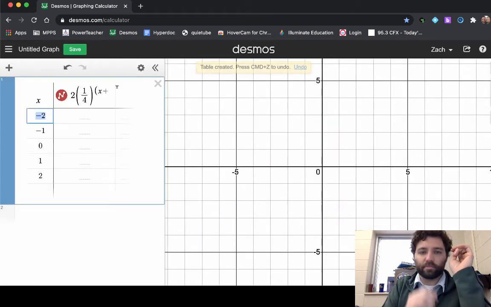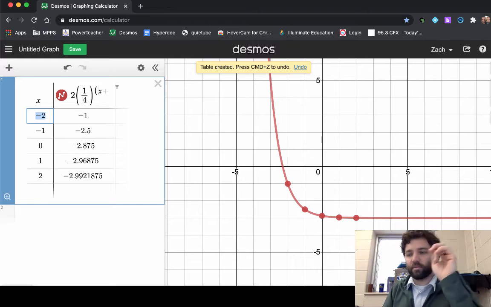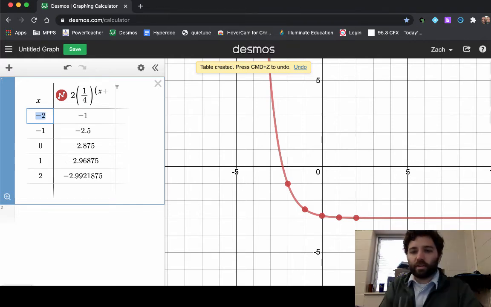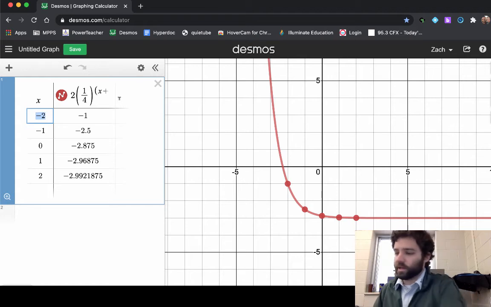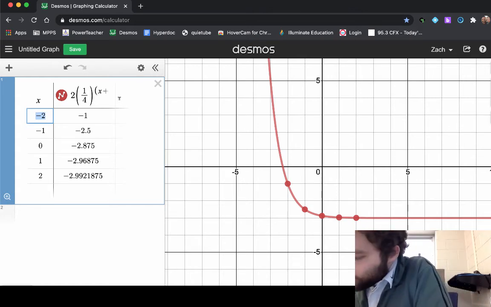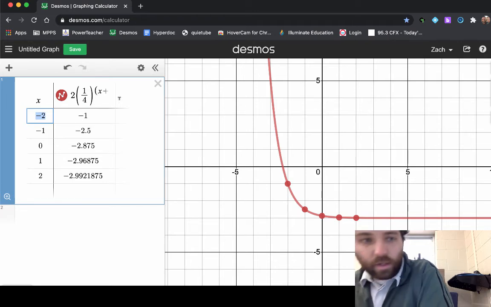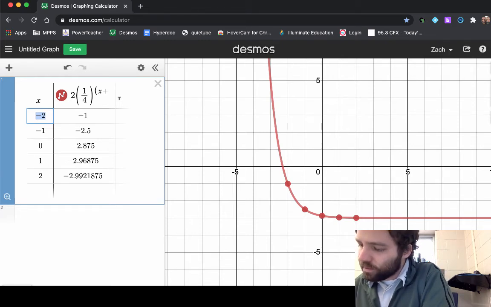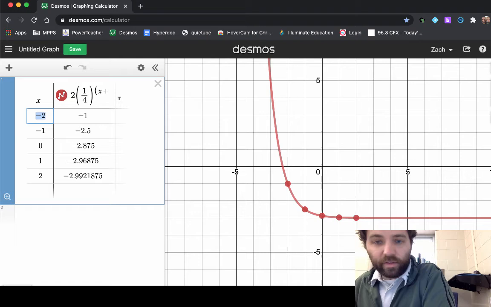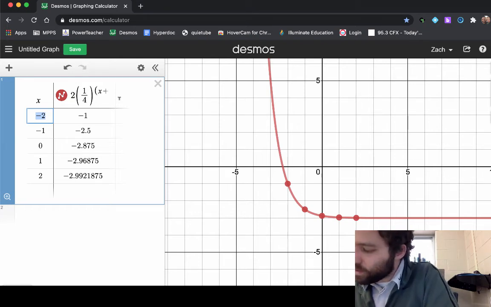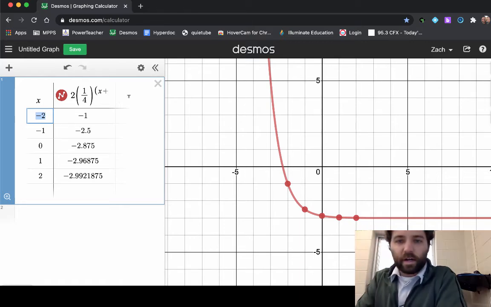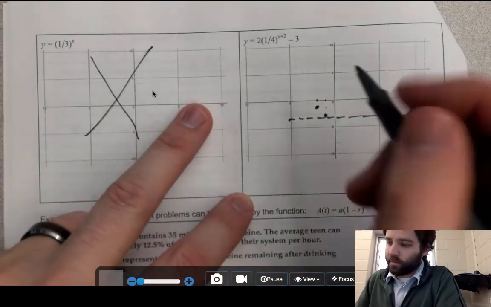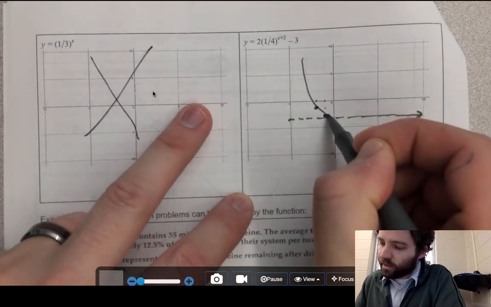Again, turn this to a table, and you can get some points to plot. All right, let's just graph it. So -2, -1. And then we have -1, -2.5. It's about halfway down there. And then the asymptote is at -3, so you can just sketch that in as part of your graph. And this is what I'm going to sketch then. It's going to look something like this.